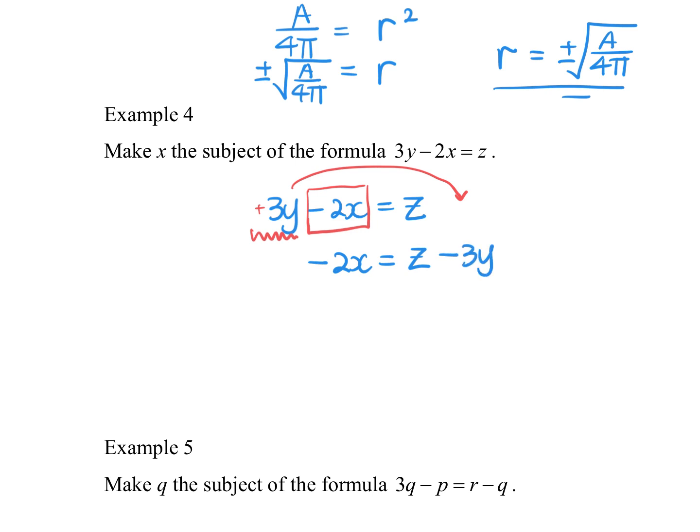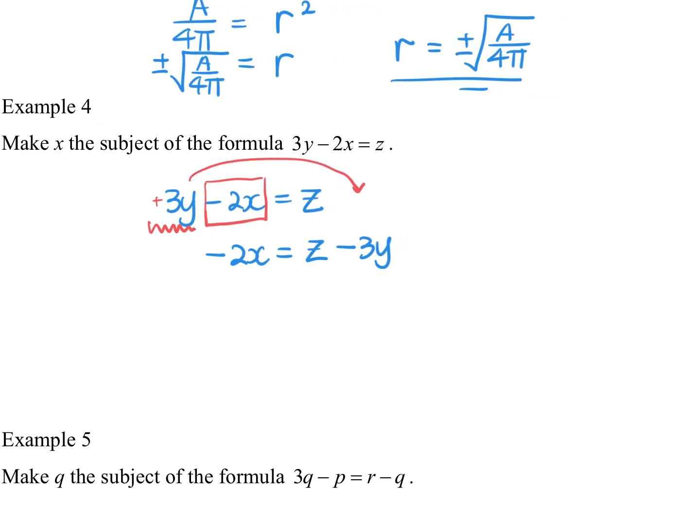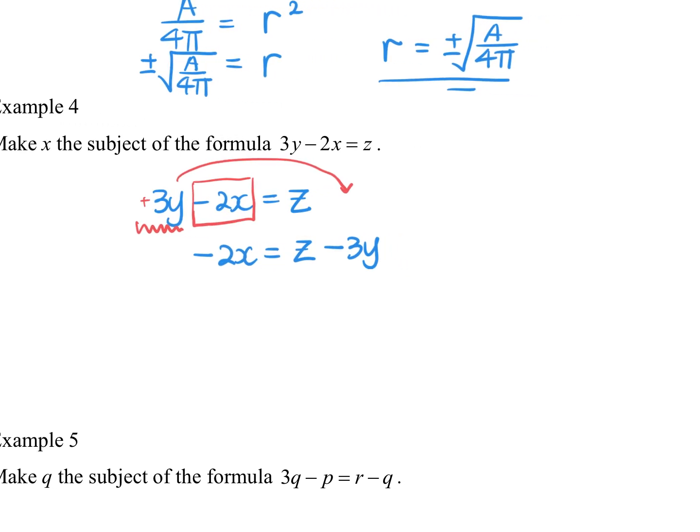From now on, there are two different parts of a method. Firstly, we notice that this is negative 2x over here, and I only want the x term. So one way you can do it is to divide by negative 2 on both sides, and you'll be left with x equals to z minus 3y, copy the whole thing down, over negative 2. First version of the answer.